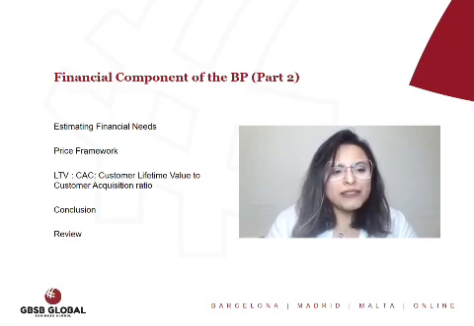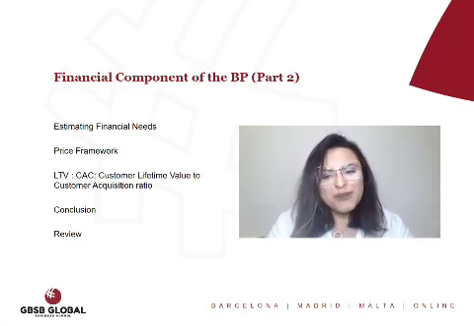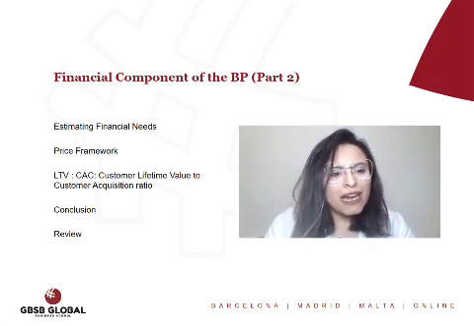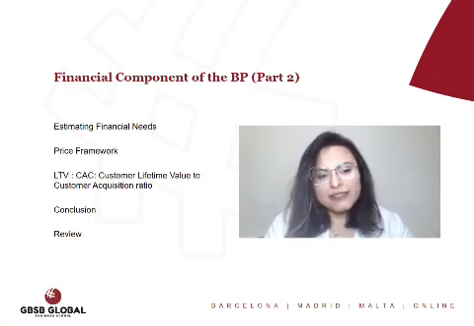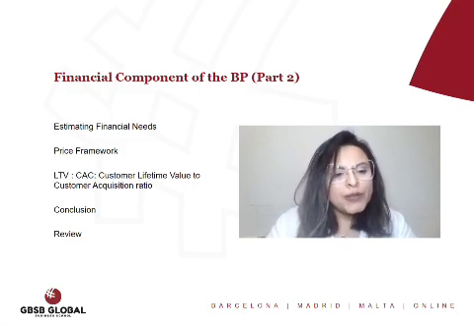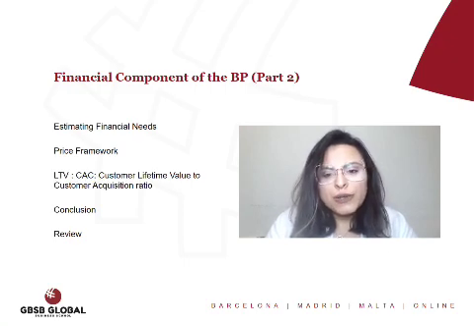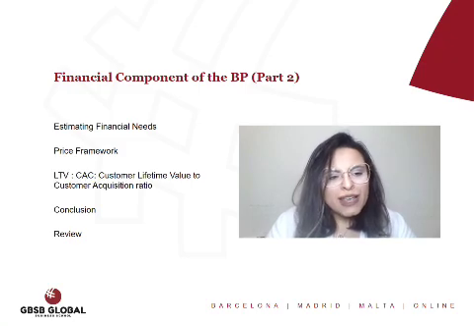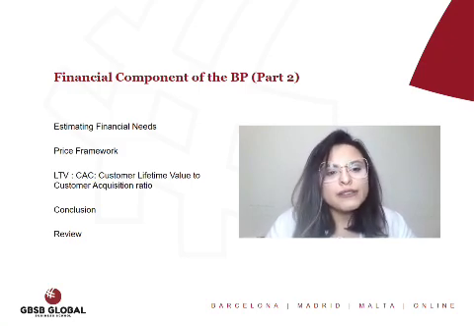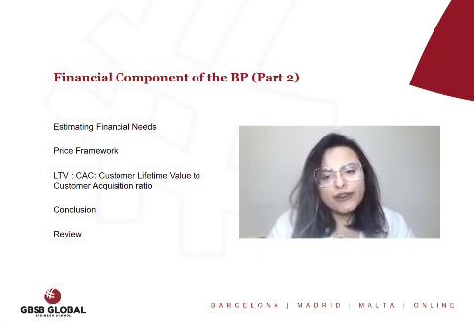As for this session, we are talking about the financial needs: how we estimate the financial needs of our startup, the price framework, the strategies that we can use in order to price our product or service, and the LTV CAC ratio, which is the customer lifetime value to customer acquisition cost ratio.